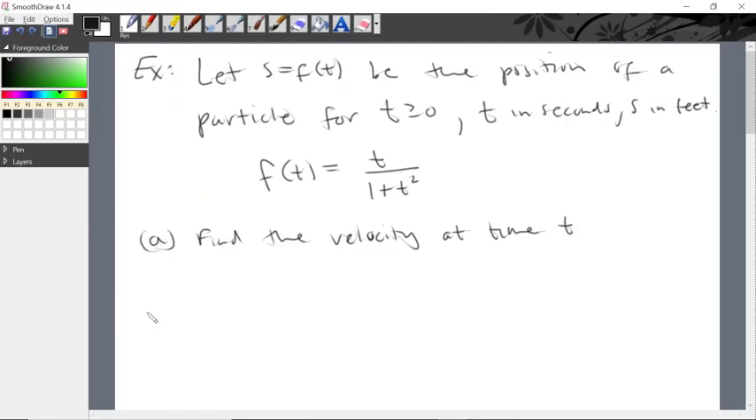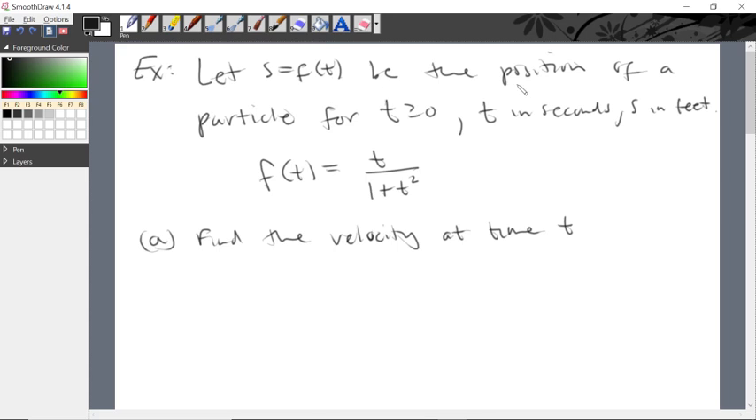So let's take a look at some analytical questions we could answer using one of these position functions. Let s equals f of t be the position of a particle for t greater than or equal to 0, where t is in seconds and s is in feet, given f of t equals t over 1 plus t squared. Part A, find the velocity at time t.